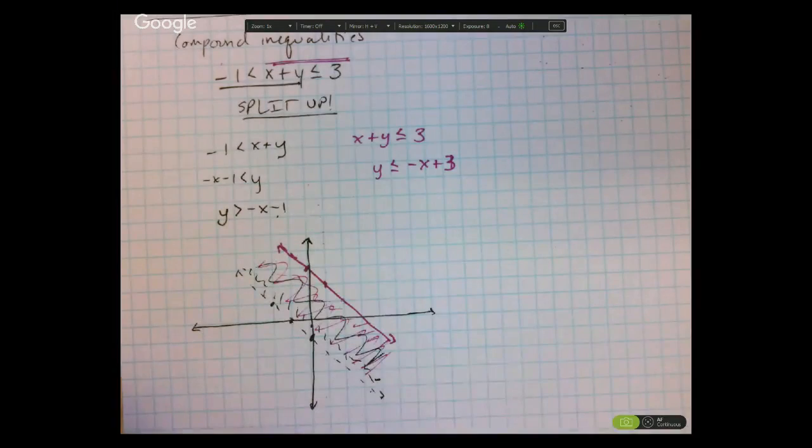Feel free to use colors. Please use colors there. Colored pencils in the front cabinet if you need them.